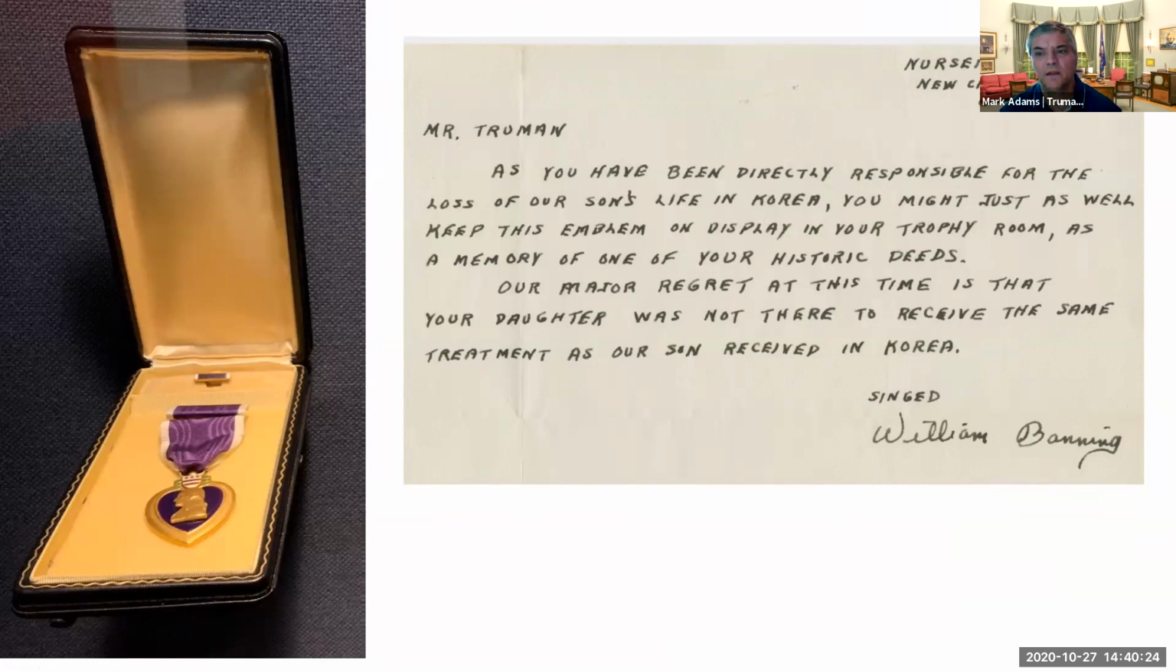It's fairly clear, but it says, Mr. Truman, as you have been directly responsible for the loss of our son's life in Korea, you might as well keep this emblem on display in your trophy room as a memory of one of your historic deeds. Our major regret at this time is that your daughter was not there to receive the same treatment as our son received in Korea. Signed, William Banning.